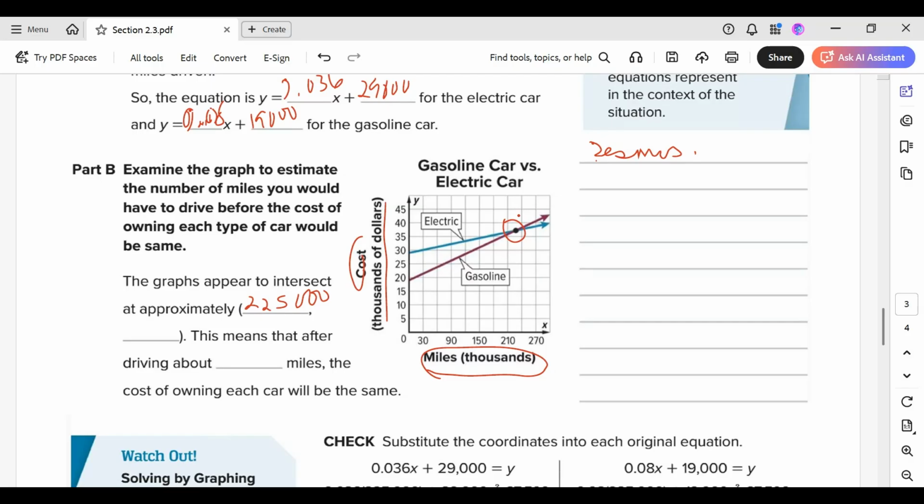And $37,500 between them. Because remember, we're comparing the gas to the electric. Now, this means that after driving about 225,000 miles, the cost of both cars are the same.